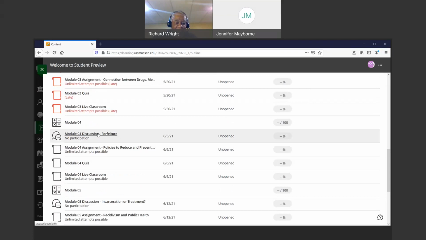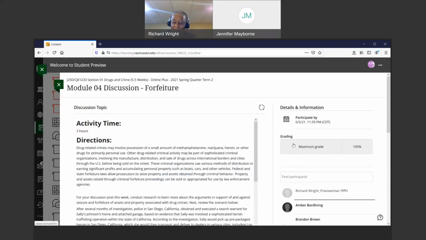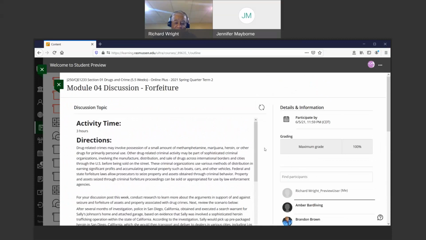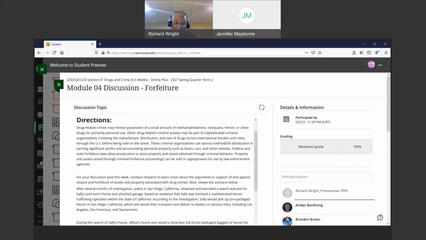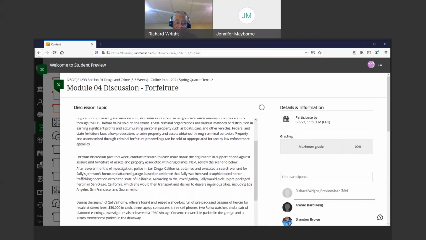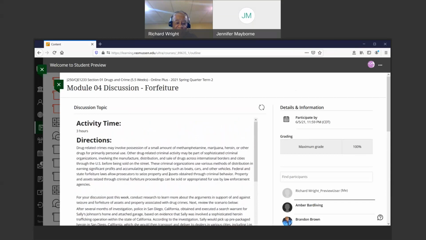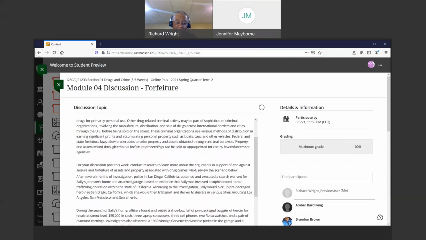Okay. So let's talk about week 4's discussion assignment, which the initial post was due last night, and it has to do with forfeiture. And you follow these directions, read these points about forfeiture. And for this week, you're going to conduct research to learn about arguments in support and against seizure and forfeiture of assets and property associated with drug crimes. And then review also, you're going to look at this scenario. This is a direct scenario that you're going to use for your post. This is information up here that you want to use, of course.